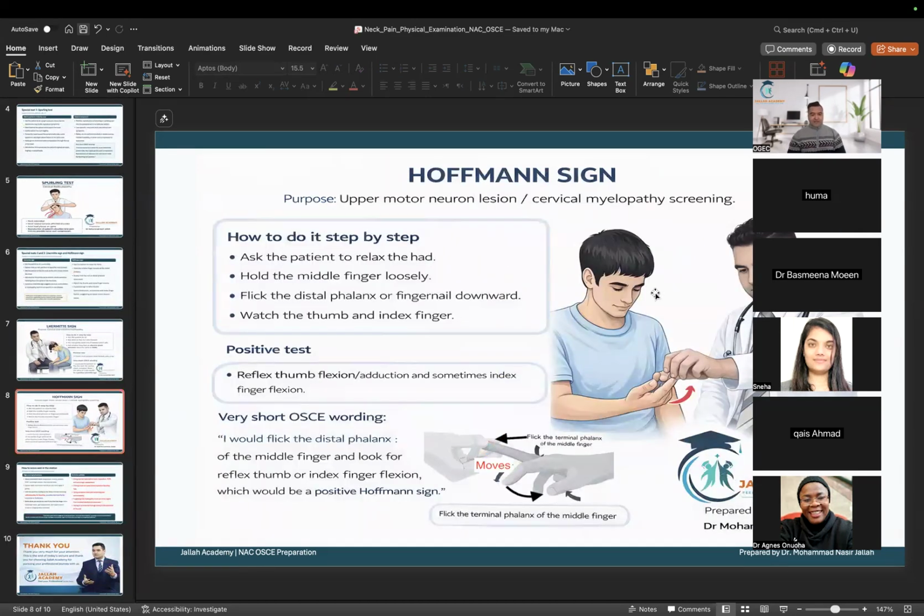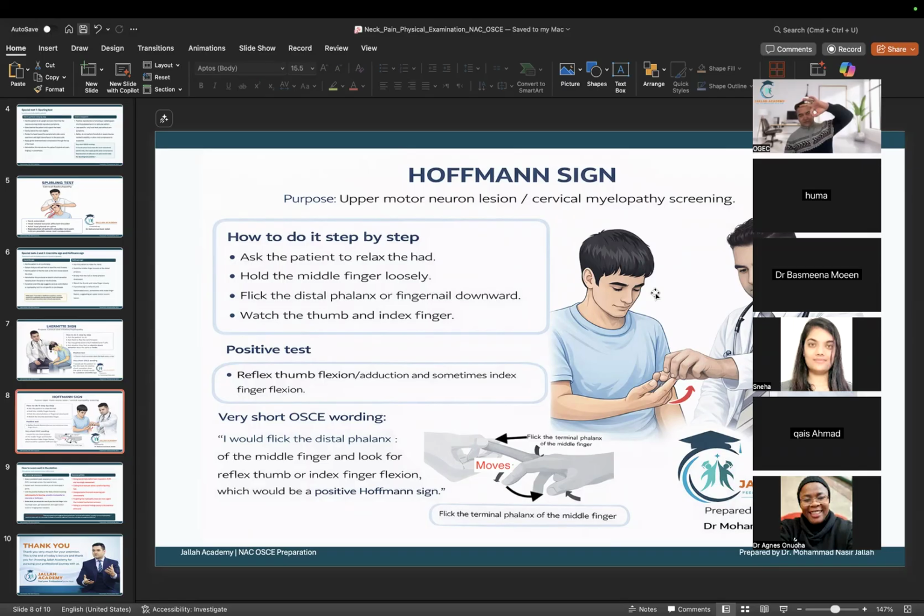Now, for the Hoffman's test, you ask the patient to relax his hand. You get the middle finger like this, and you flick it. So when you flick, if the patient has cervical myelopathy, the index and thumb will meet.